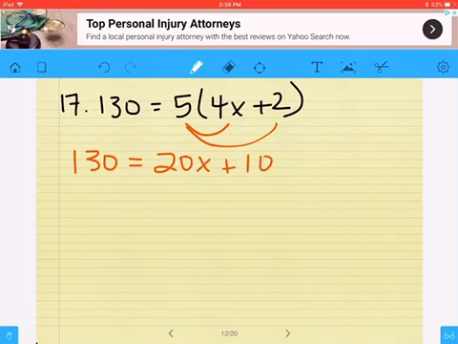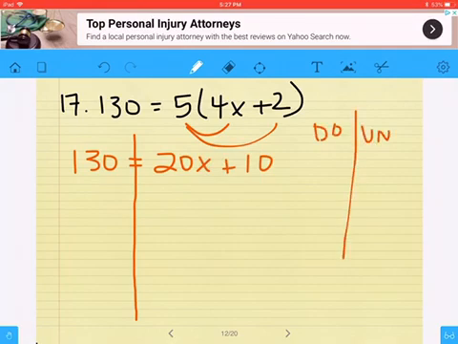We just got to get rid of these parentheses, so we're going to do what's called simplifying, which means we're going to distribute first, and I want to do that first before we do our do and undo chart, so that we can get a better idea of what's happening to x. So this side of my equal stays the same because the 5 is not over there. But we are going to multiply 5 to 4x and 2, and 5 times 4x gives me 20x, and then 5 times 2 gives me 10. So I have 20x plus 10, and then this equals 130 on this side.